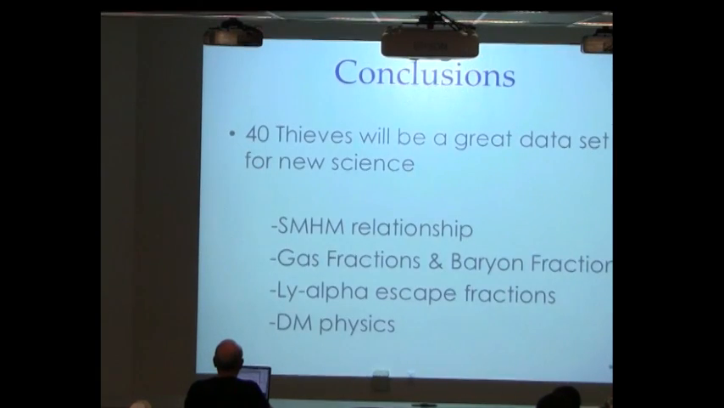So to conclude, the 40 thieves will be an excellent data set for new science. I specifically hope to study the evolution of the stellar mass halo-mass relationship and extend it down to very low halo masses. I'm also going to look into the gas fractions and baryon fractions and study them at these very low halo masses as well. I've mentioned that the group is very interested in studying Lyman alpha escape fractions, and that we'll have some interesting results on dark matter physics in the future. Thank you.